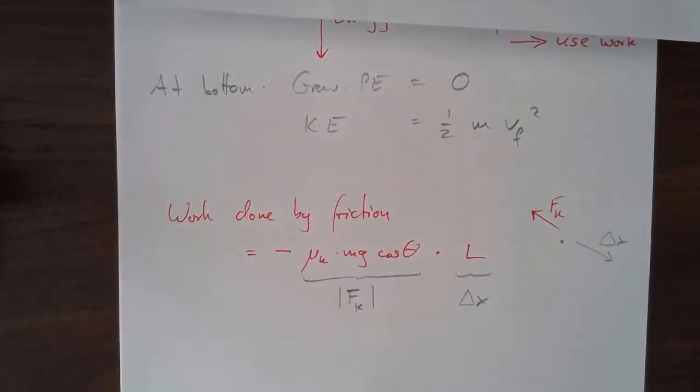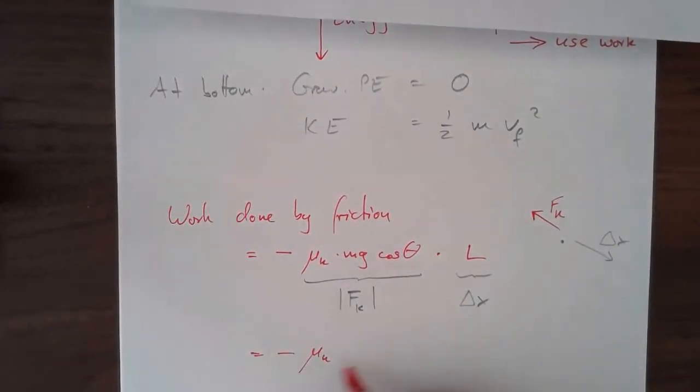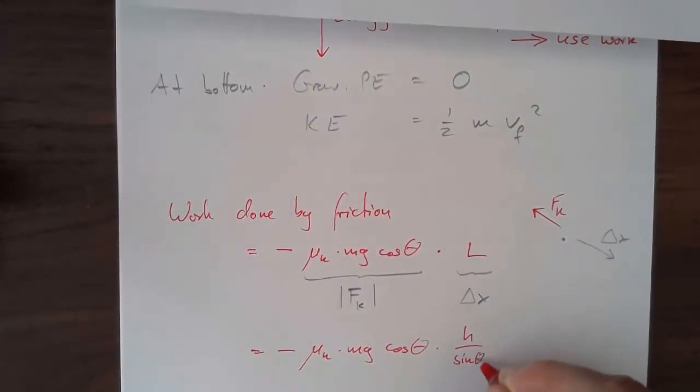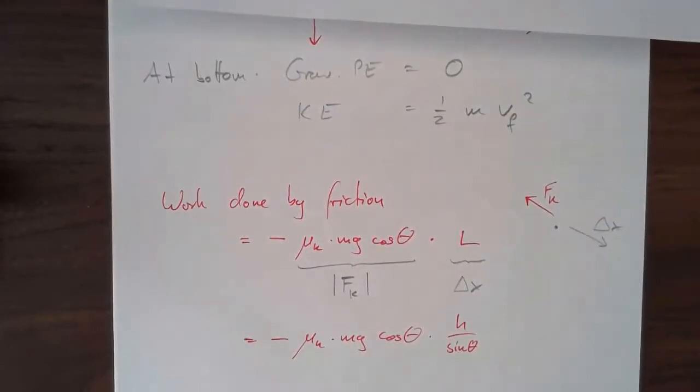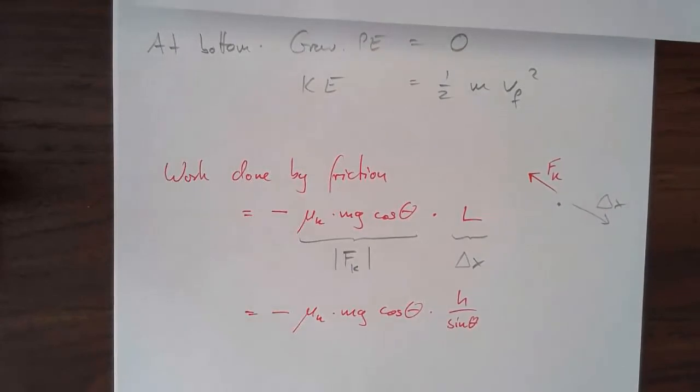This is the work done by friction, and again I could rewrite that knowing what L is, the same thing as before: mu k times mg cosine theta, and then L we had as h over sine theta. That's just from the geometry of the setup. This was the same logic as before, so there's an overlap between the two methods for sure.